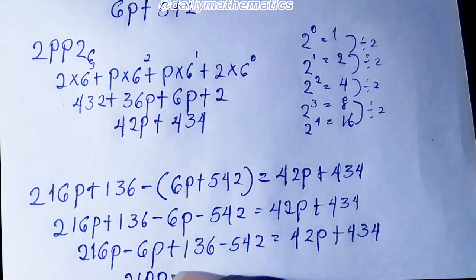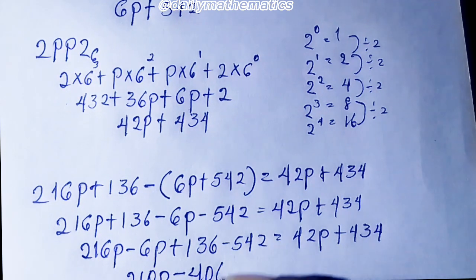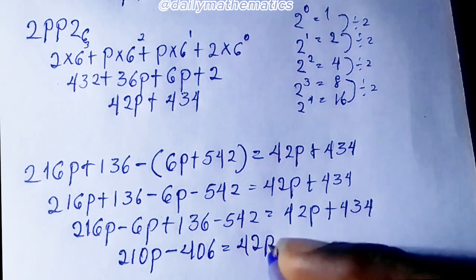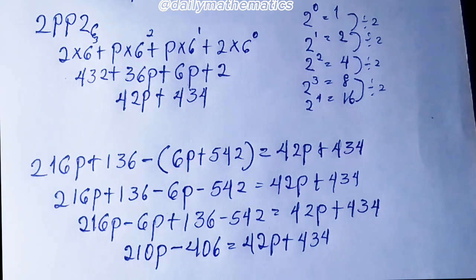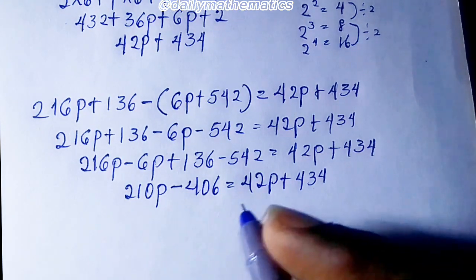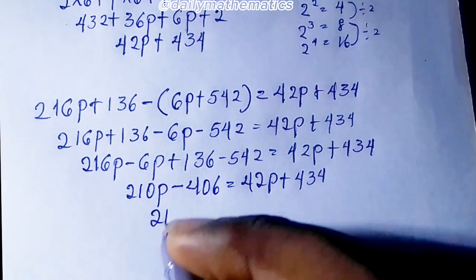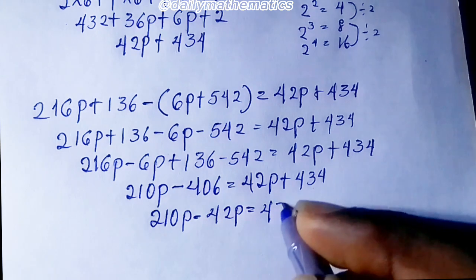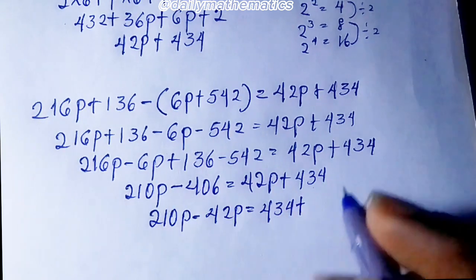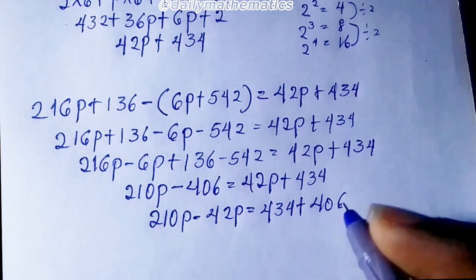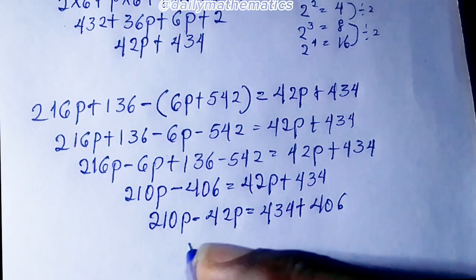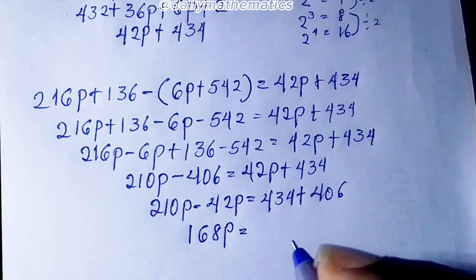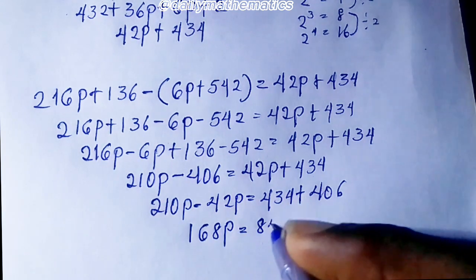So we have 210p minus 406 equals 42p plus 434. Right? So what's the next thing to do? The next thing we can do from here is to still collect like terms. We'll bring this to this side, so we have 210p minus 42p equals 434 plus, this is minus, it crosses here, it's going to plus 406. So 210 minus 42, that's p, gives us 168p equals 434 plus 406, which gives us 840.